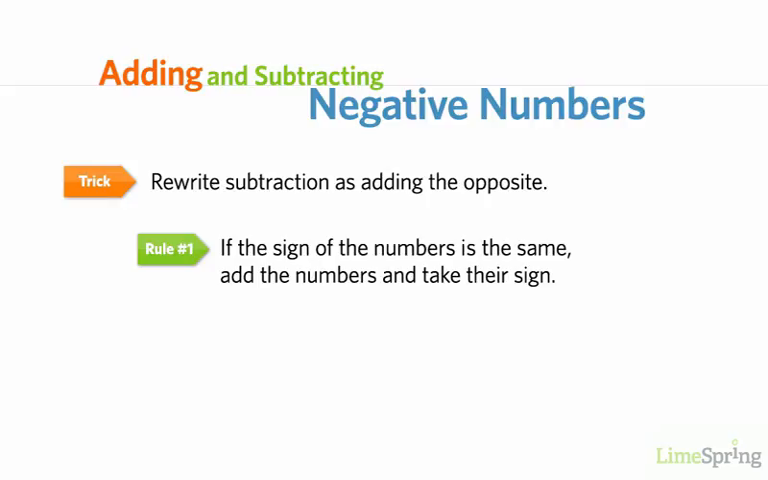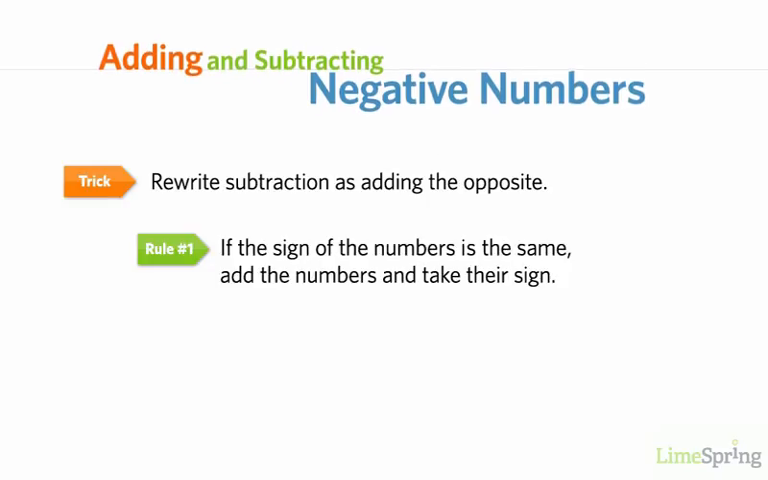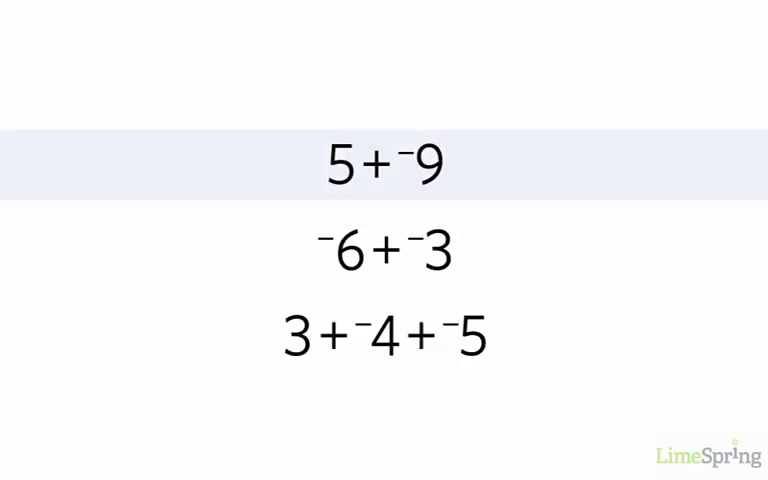Here's the first rule. If the sign of the numbers is the same, add the numbers and take their sign. Let's take a look at the previous 3 problems to see if we can find an example of when we would use this rule. The first problem is 5 plus -9. Here we see that 5 and -9 have different signs. 5 is positive and -9 is negative, so the rule doesn't apply.